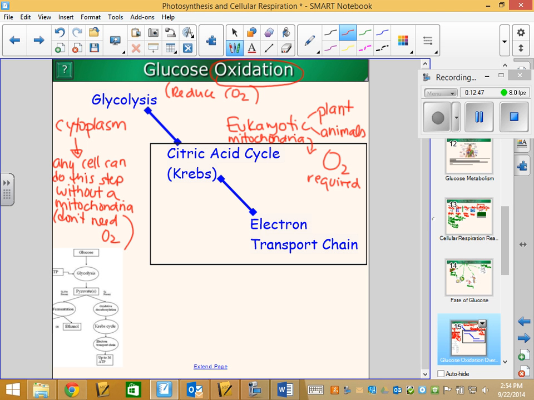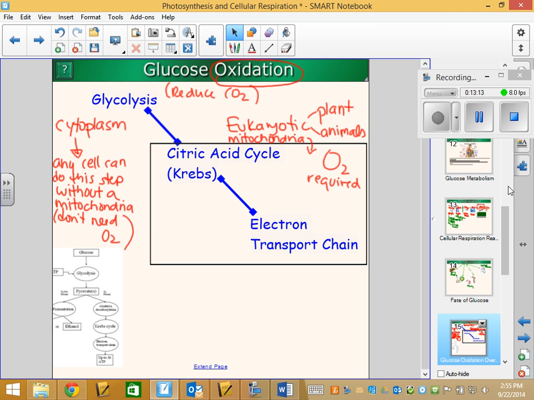So there are 3 steps to glucose oxidation. The first one happens in the cytoplasm. Any cell can do this. You don't have to have a mitochondria, and you don't need oxygen. The other 2 steps happen inside of mitochondria. That means you need to be a eukaryotic cell, and oxygen is required for those 2 steps.